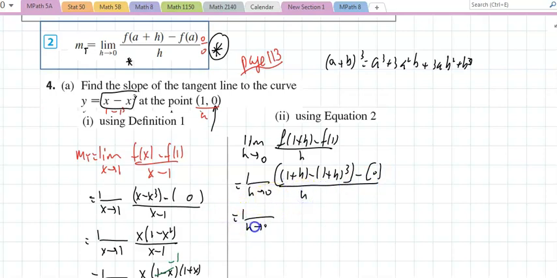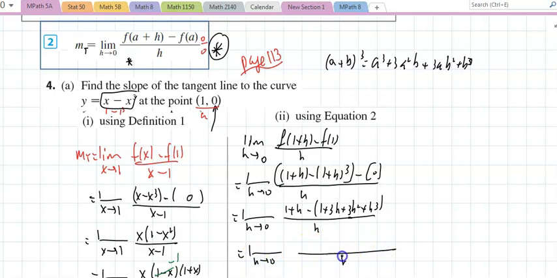And at any stage I replace h by 0, guess what I'll get? 0 over 0. This is 1 plus 3 times h plus 3h squared plus h cubed. This is the limit as h approaches 0 all over h of 1 plus h minus 1 minus 3h minus 3h squared minus h cubed.